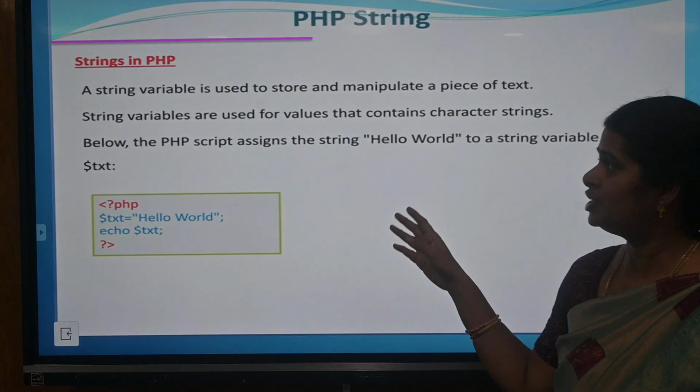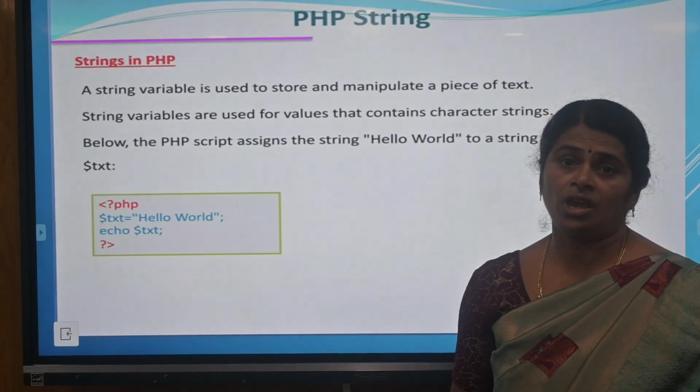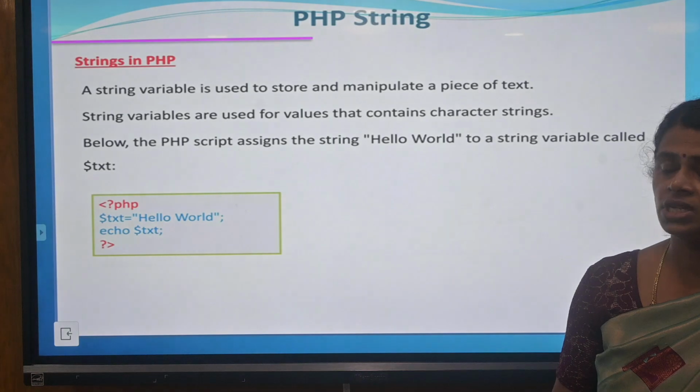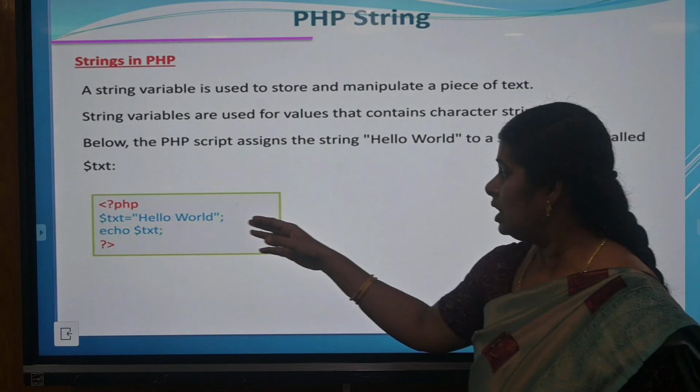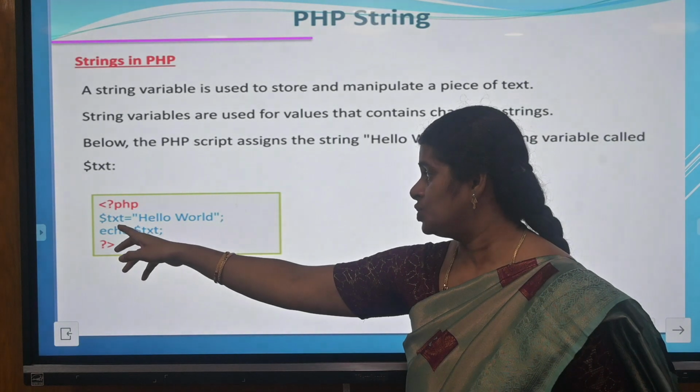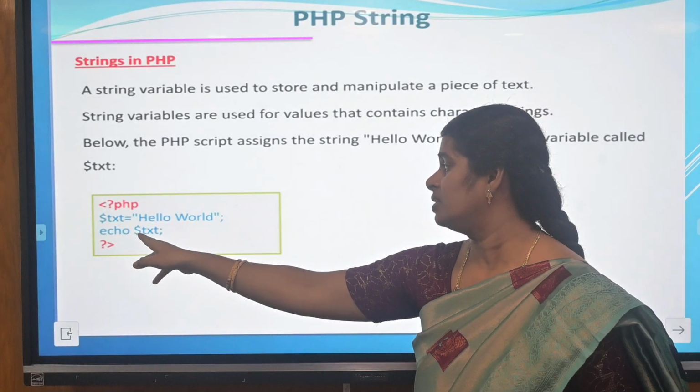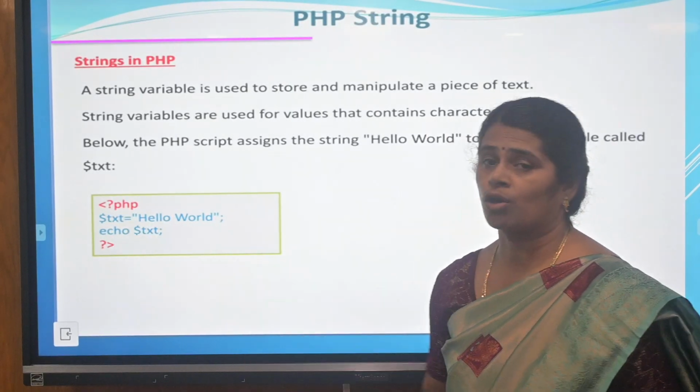The next one is PHP string. A string is a sequence of characters that must be enclosed in double quotes. Example: Hello World must be assigned to the variable text, and I displayed the text by using the echo statement.